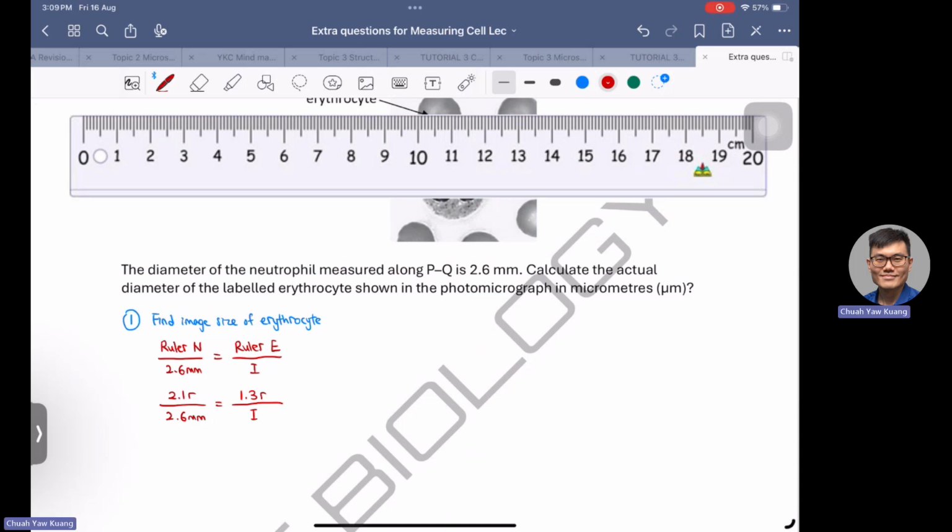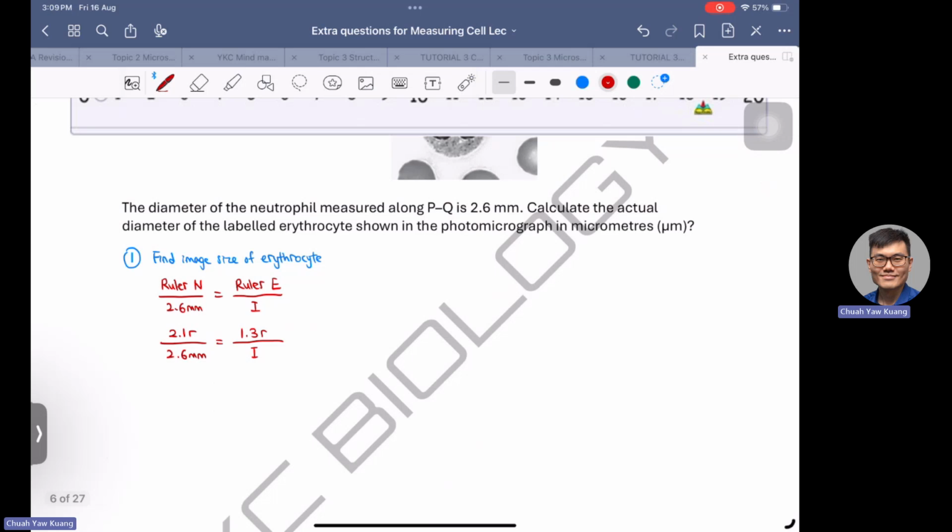So based on this, we can do the calculation now. I will be equals to 1.3 R times 2.6 mm divided by 2.1 R. Okay, so I will do the calculation: 1.3 times 2.6 divided by 2.1. So it should be 1.61 mm. So that is the image size.